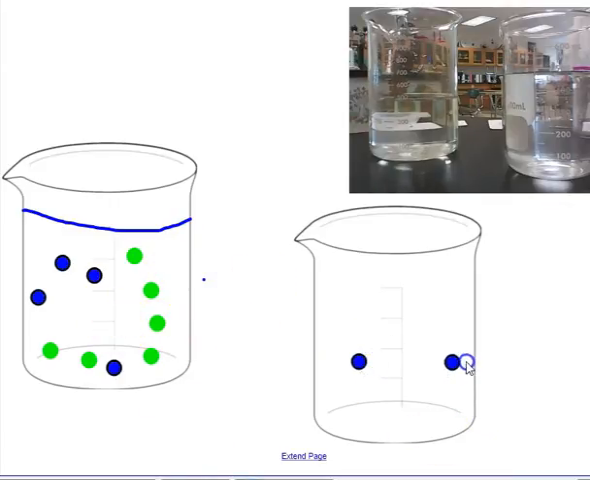1, 2, 3, and 1, 2, 3, right? That's representing my pouring the solution into the other solution. The concentration of these 2 solutions are the same.